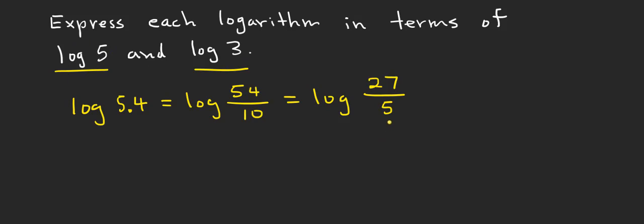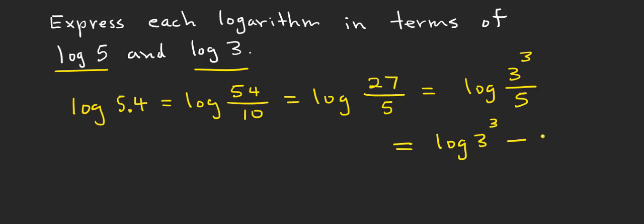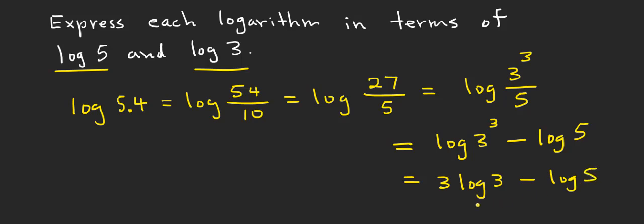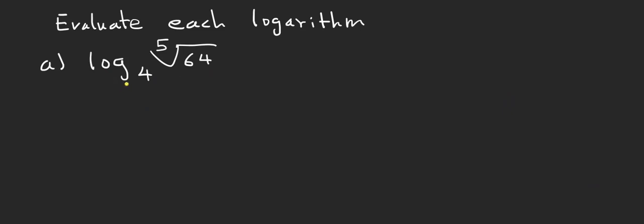So this is the same thing as log of 3 to the third over 5, which is, using the quotient property, log of 3 cubed minus log of 5. And using the power property, you get 3 log of 3 minus log of 5. And we're done.